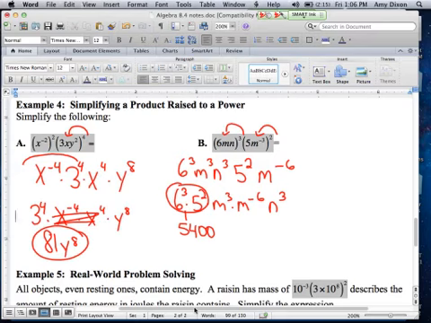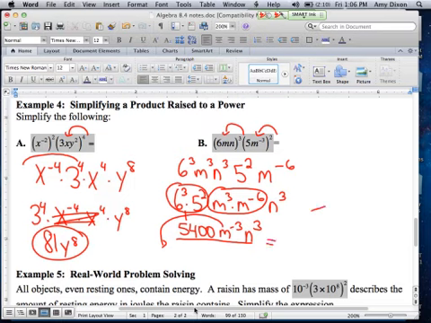Now let's put our m's together. We have m to the third and m to the negative 6. What do those combine to get? M to the negative third power, n to the third. We are almost done with this problem. We have one more step. We need to bring down this one. So what this turns into is 5,400 n to the third over m to the third.